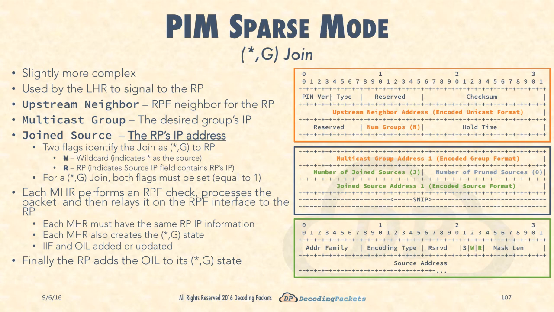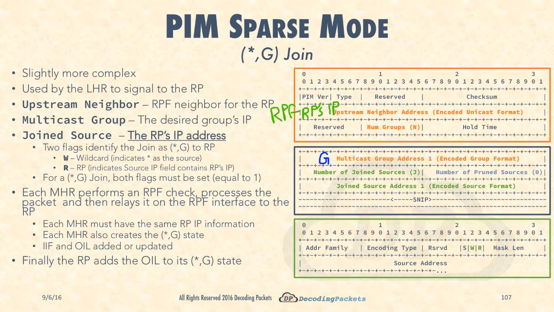The upstream neighbor here. As with the S,G message, with the star,G message, this most important field of the upstream neighbor address must be populated. And in here, it just happens to be the RP's IP. So you'll take the RP's IP, and this would be the RPF neighbor for that RP's IP. So really not the RP's IP that is populating this field. This is the RPF neighbor for the RP's IP. The multicast group is the desired group's IP. So this really doesn't change. This is that G that we talked about.